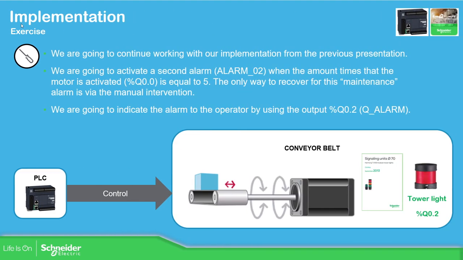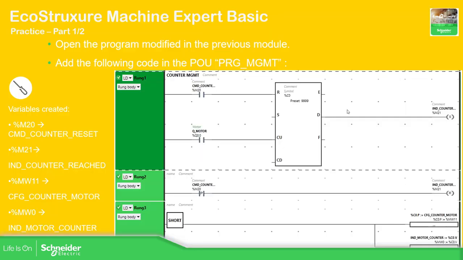So let's continue with this. When the output %Q0 is activated 5 times, we will activate the alarm 02. The only way to recover this is with a reset for the alarm. Okay, perfect. So let's go into the software.